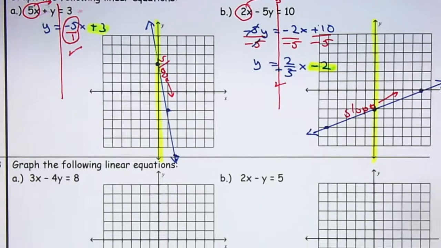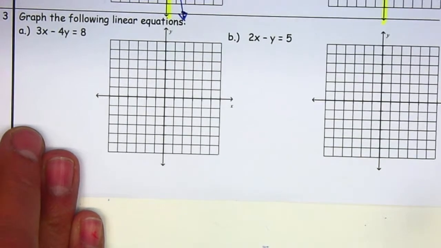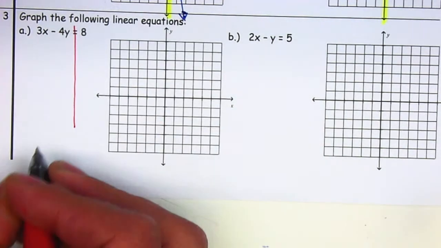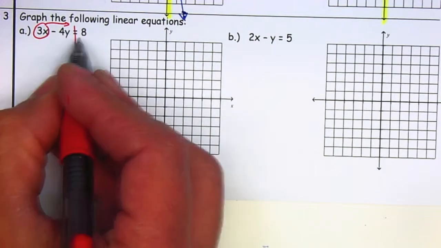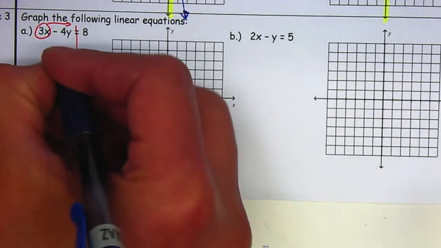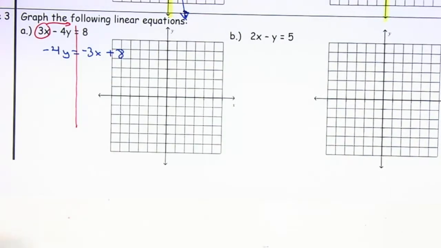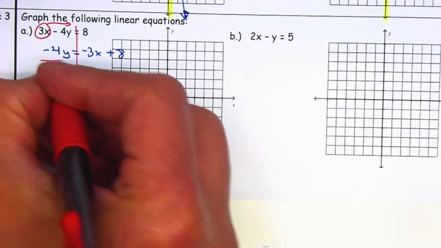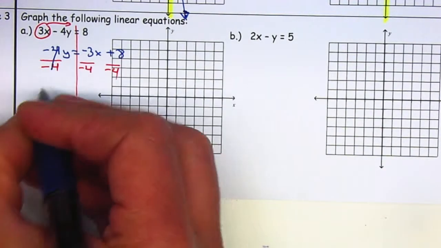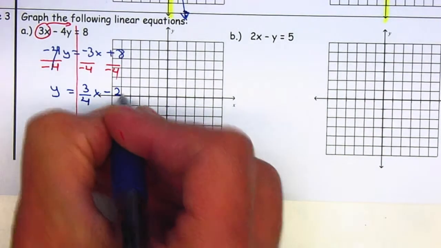Great. Let's go ahead and try example number 3. On example number 3, we have 3x that we need to move to the right. It's in standard form. We want to convert into slope-intercept form. We have negative 4y is equal to negative 3x, and that's a positive 8. Now we need to divide by negative 4, divide by negative 4, divide by negative 4. That cancels. So negative and negative is going to become a positive. Positive and negative becomes a negative.